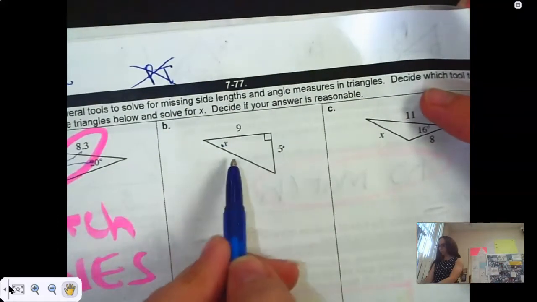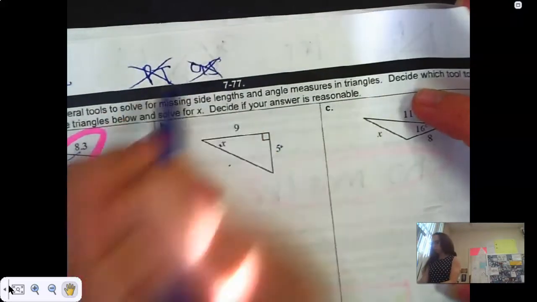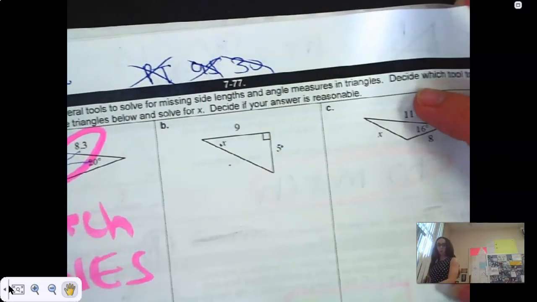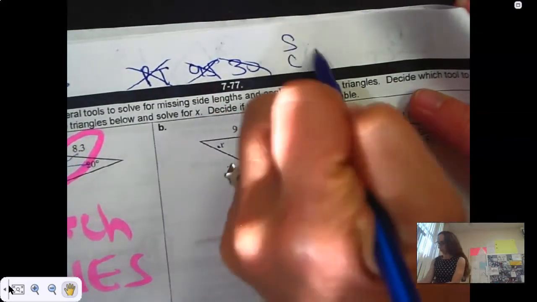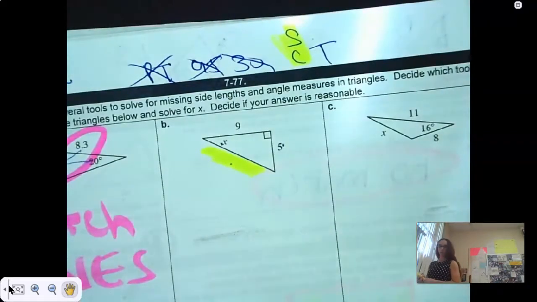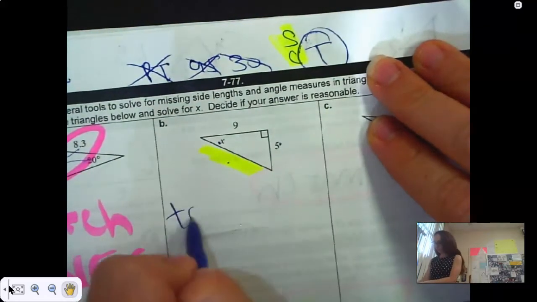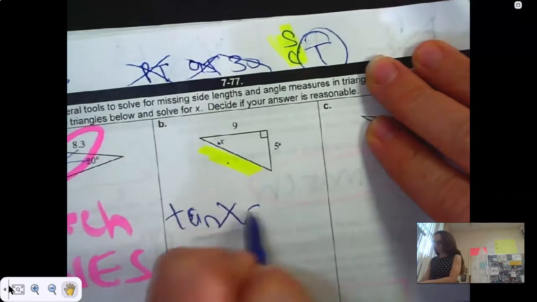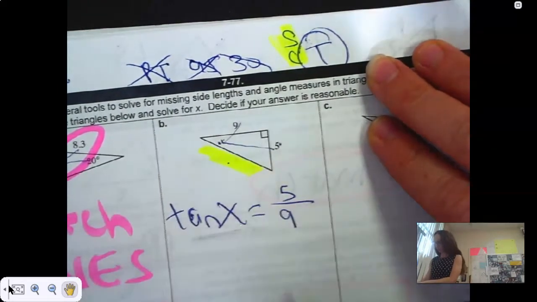Can you use a 45, 45? You don't even know how many degrees the angles are. So you can't use the 45, 45, 90. You can't use the 30, 60, 90. Okay? So you're either going to have to use sine, cosine, or tan. Well, remember, if you have the long side, it's sine or cosine. Well, you don't have the long side. So you know automatically it's tan. And tan is opposite over adjacent.